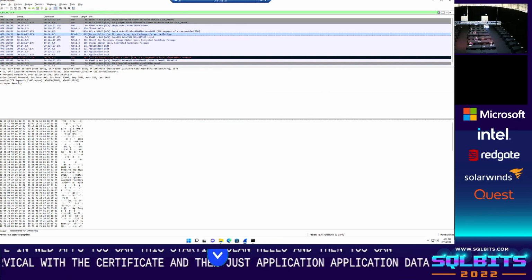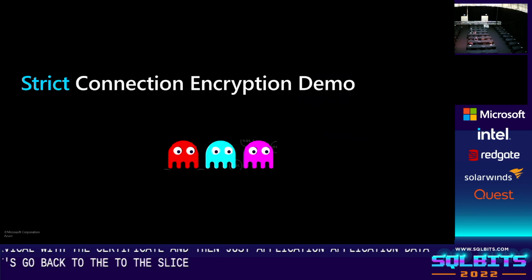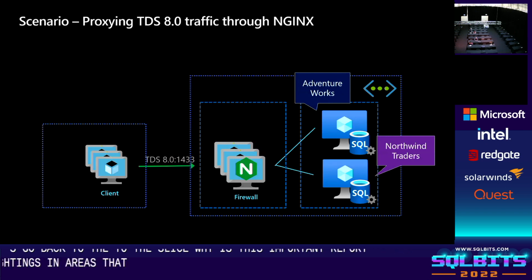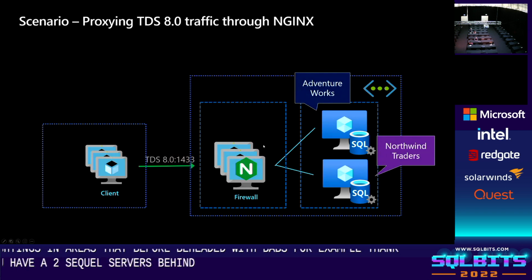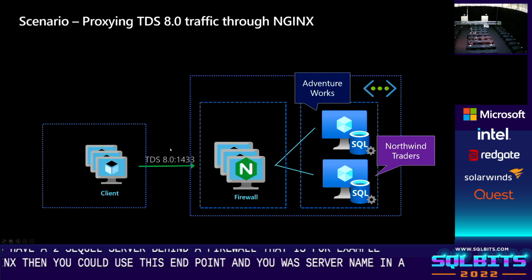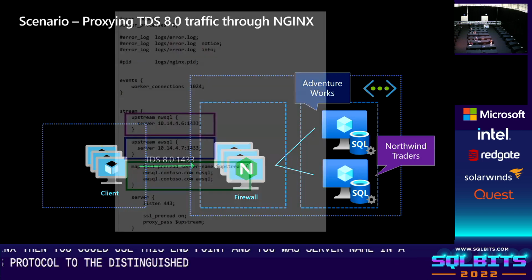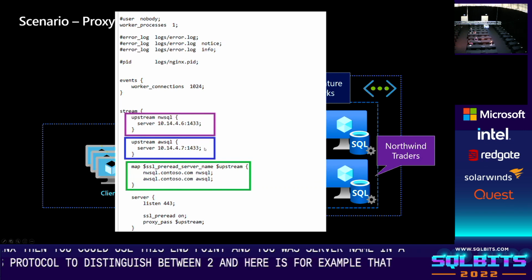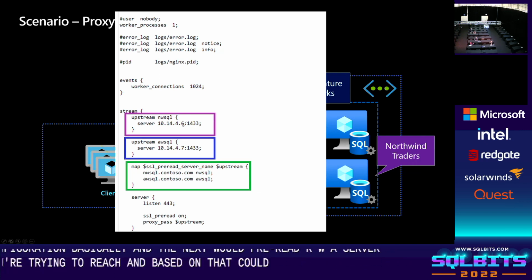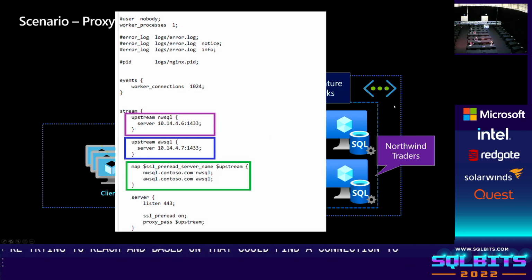Let's go back to the slides. Why is this important? It imports some exciting scenarios that before we had just with web apps. For example, think if you have two SQL servers behind a firewall that is, for example, Nginx, then you could use this endpoint and use the server name in the TDS protocol to distinguish between the two. And here is, for example, that configuration. Basically, Nginx would pre-read what server you're trying to reach, and based on that, could repoint the connection to one or the other.